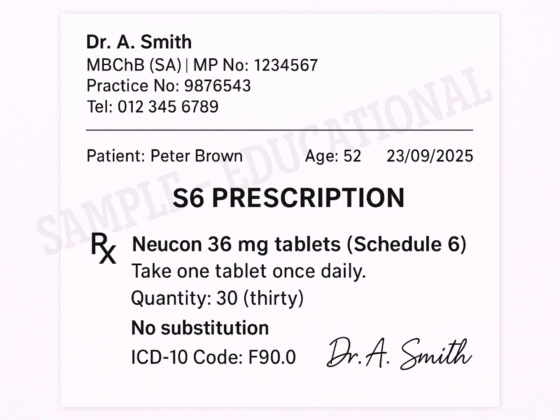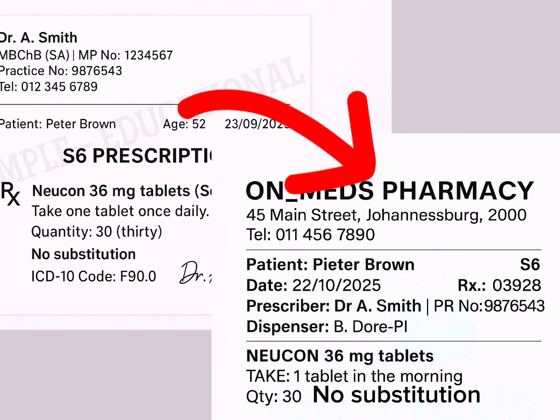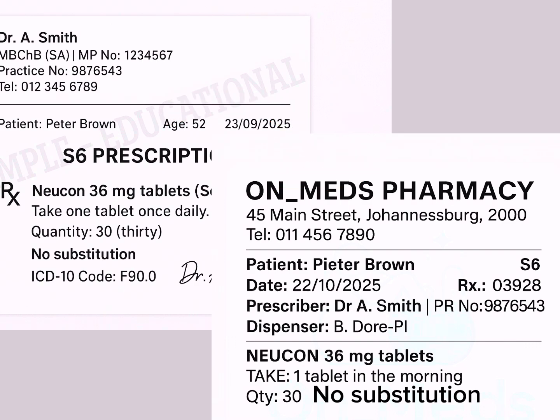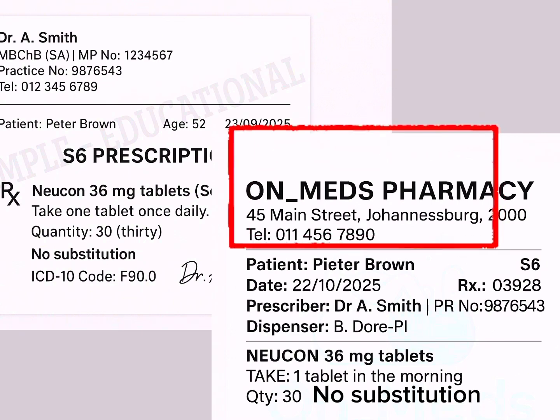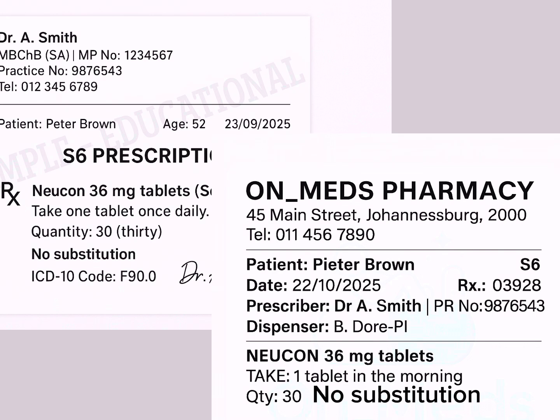And then we're going to move to our label. So let's see how the label is going to look. The label, as you can see, is still from the same pharmacy, our pharmacy, On Meds Pharmacy, and the address is still the same, 45 Main Street in Johannesburg, 2000, and the telephone number is 011 456 7890. Patient details: the script is for Peter Brown, and the script was dispensed on the 22nd of the 10th month, 2025. As you can see, Peter Brown knows what he's doing.